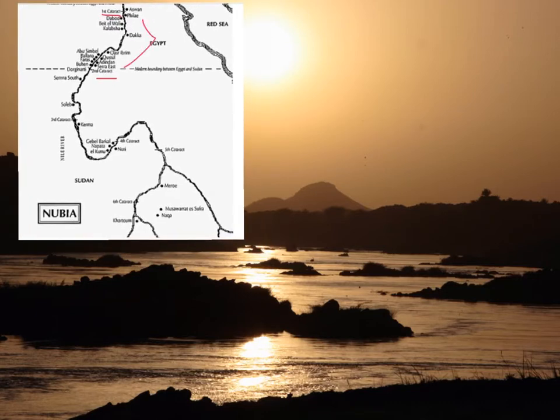So this is Lower Nubia. Because it rarely rained in Lower Nubia, people had to live close to the Nile for their water supply. Farther south, between the second and the sixth cataract, lies the area that was known as Upper Nubia.